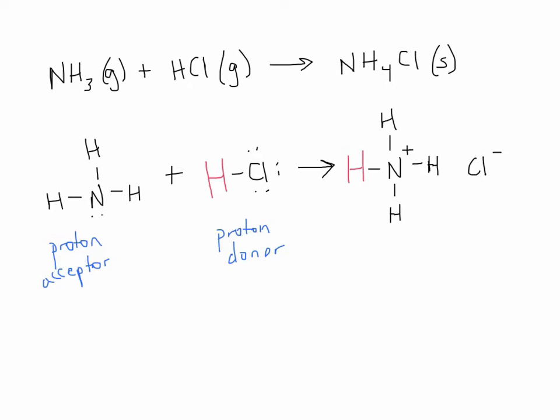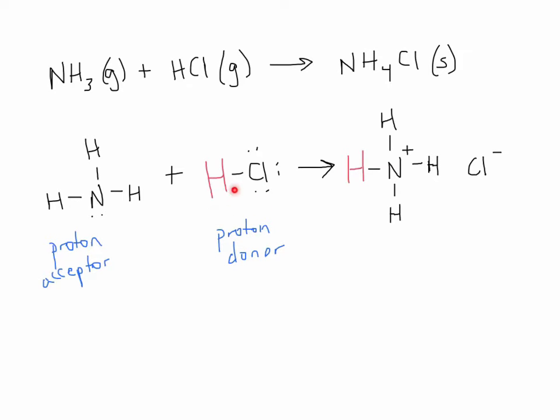The Bronsted-Lowry definition of an acid and a base is shown in the example here. Here we have NH3, which is ammonia, added to HCl, hydrochloric acid, to yield NH4Cl, an ionic compound. The Bronsted-Lowry definition of a base is a proton acceptor. So here NH3, ammonia, is acting as the base, and HCl is acting as the Bronsted-Lowry acid, with a Bronsted-Lowry acid being a proton donor.